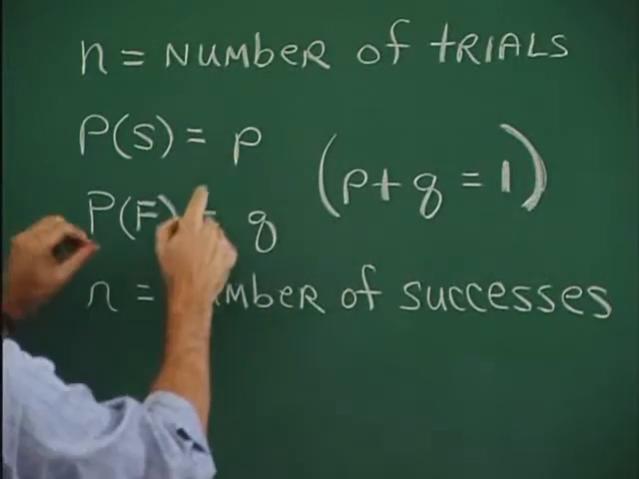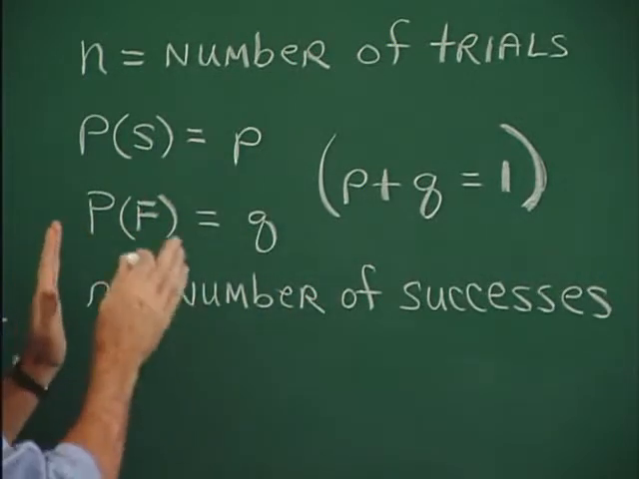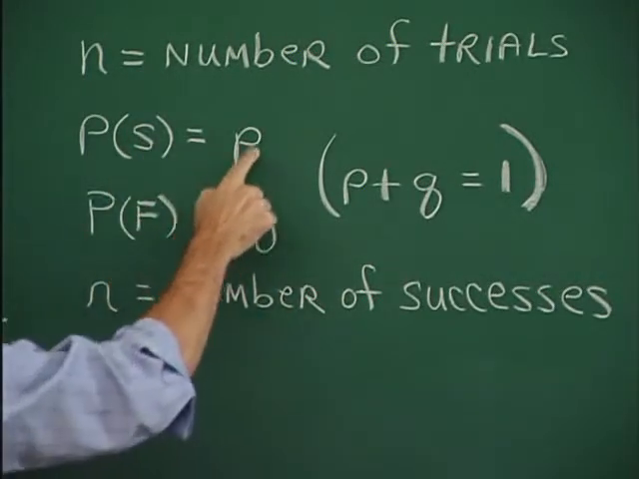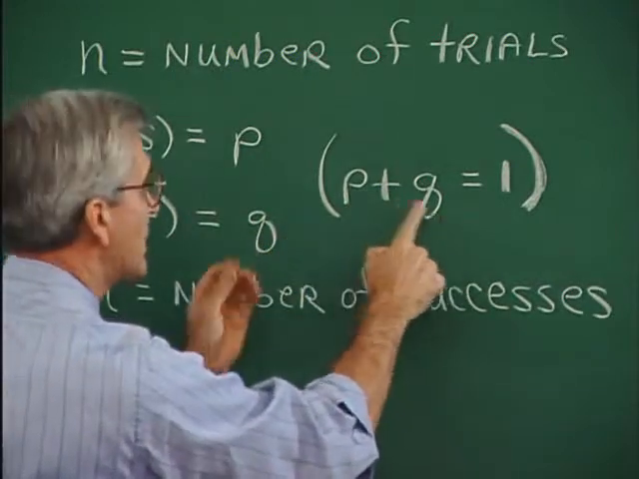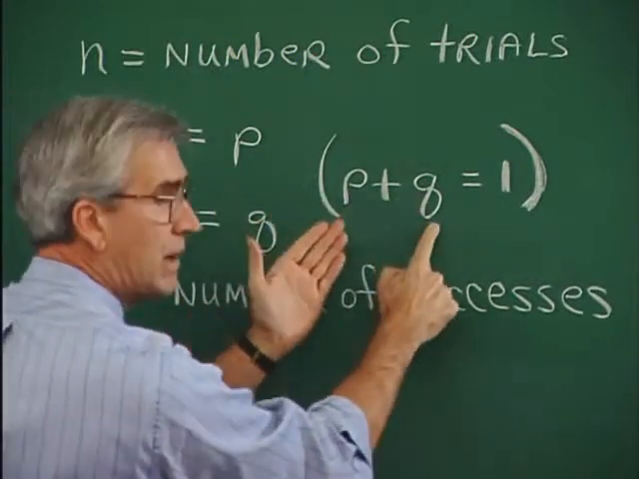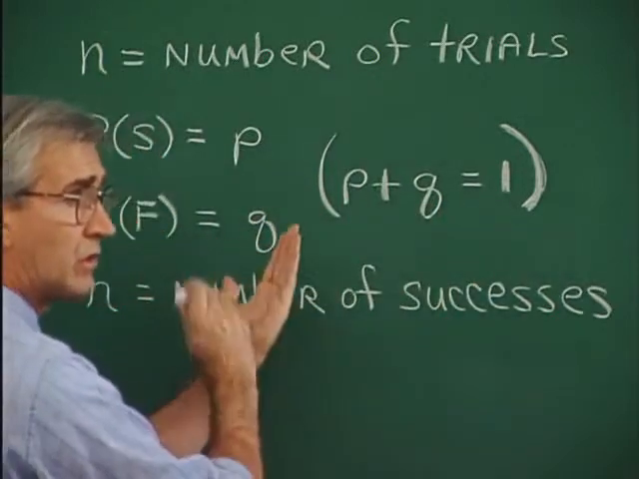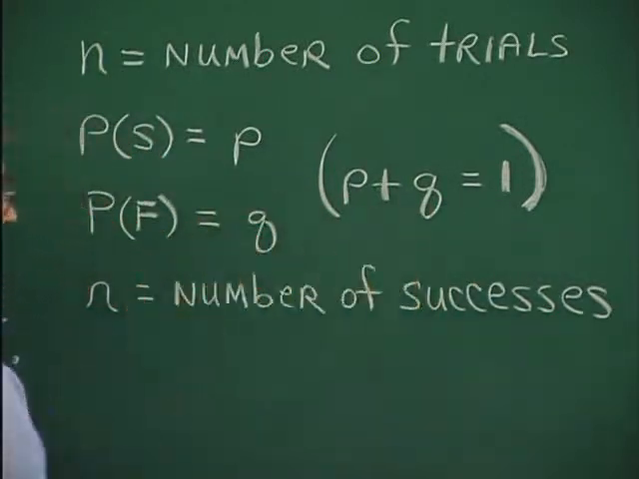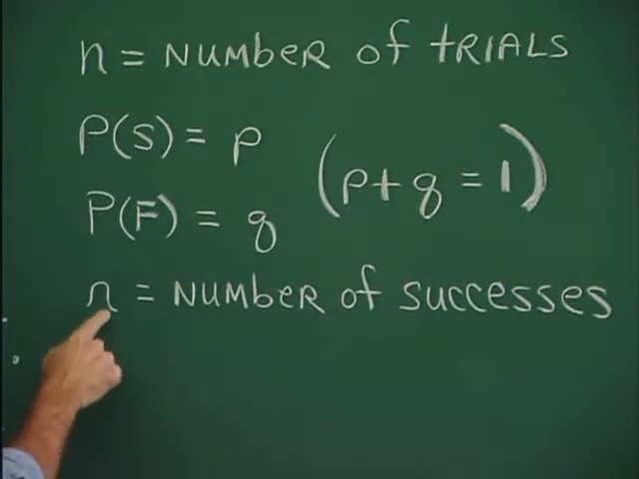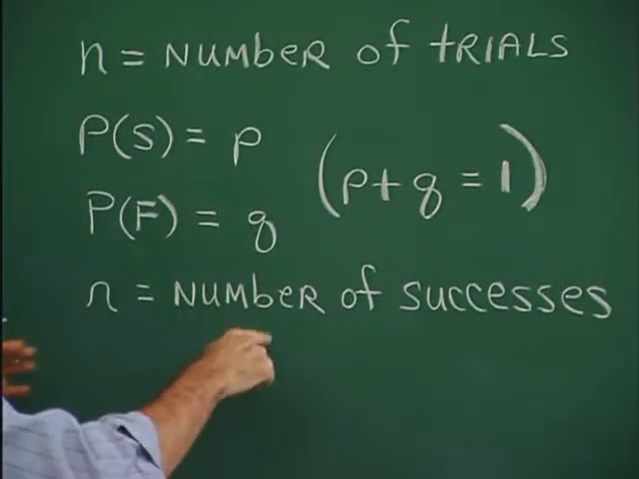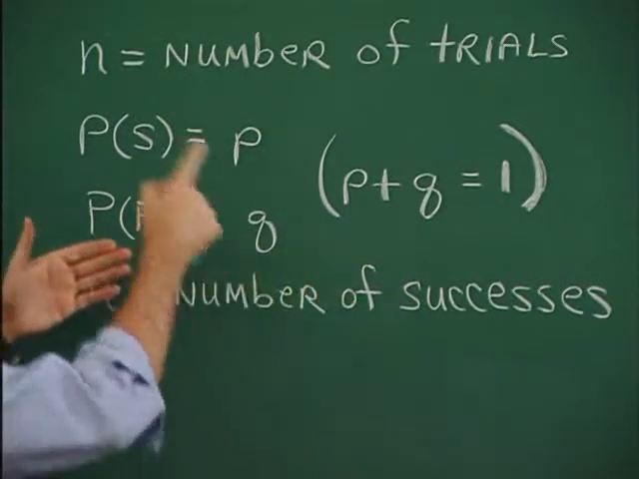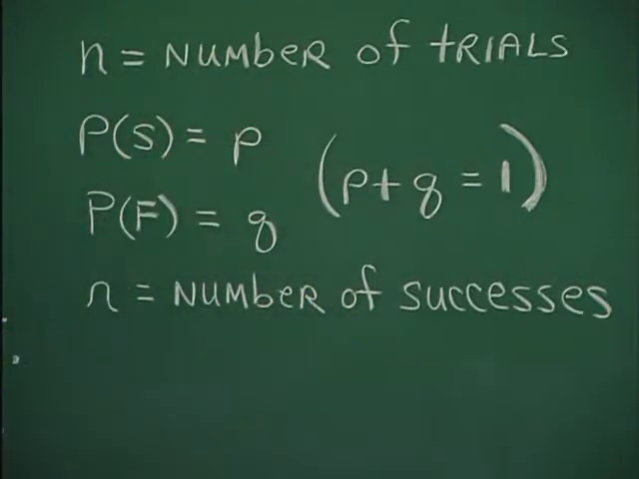If we only have two possibilities, success and failure, then p plus q, here's a probability number, here's another probability number, and their total will be 1. So it's either success or failure in this kind of experiment. And r will be the designation for the number of successes that we have in n trials.